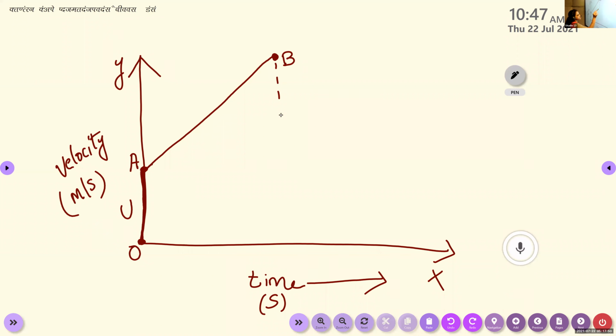Now draw a line that is perpendicular to our time axis and mark it as C. This portion BC is representing the final velocity V. In the region OA, the object possesses initial velocity U. Whenever it reaches the point A, it increases the velocity at a uniform rate and reaches the point B. Then from B to C, we draw a line perpendicular to the time axis, and this portion BC represents the final velocity V.